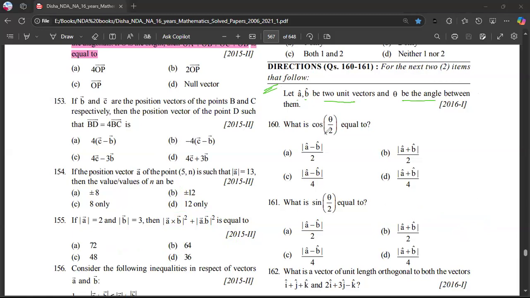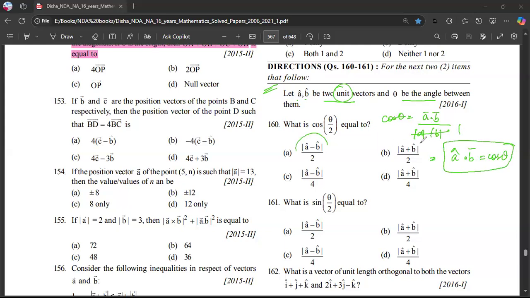Let A and B be two unit vectors, theta be the angle between them. So we have to find cos of theta by 2. First, cos theta will be, since they are unit vectors, their dot product divided by their magnitudes. Magnitude will be 1 because of unit vectors. So that becomes 1. The dot product is cosine of theta.